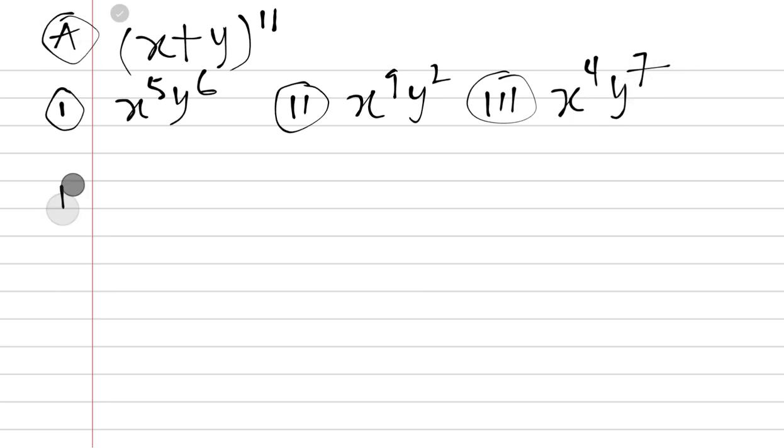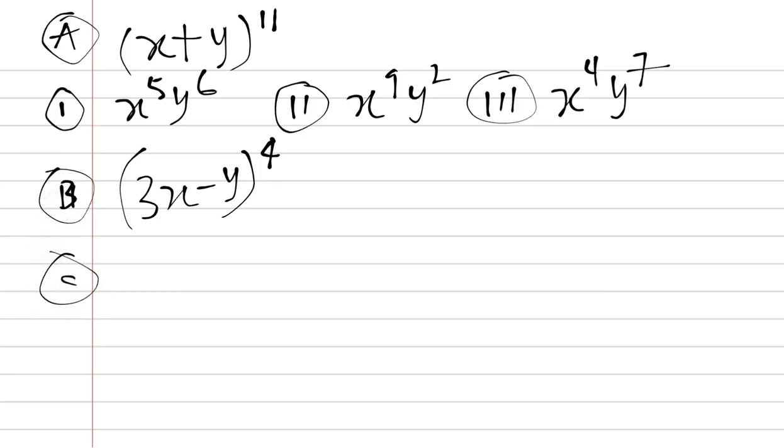Then assignment B, you should do the Pascal triangle of 3x minus y raised to power 4. Yes, just do raised to power 4. Then assignment C, just like this last one I did, do 1.1 raised to power 5. So find the expansion using the Pascal triangle.